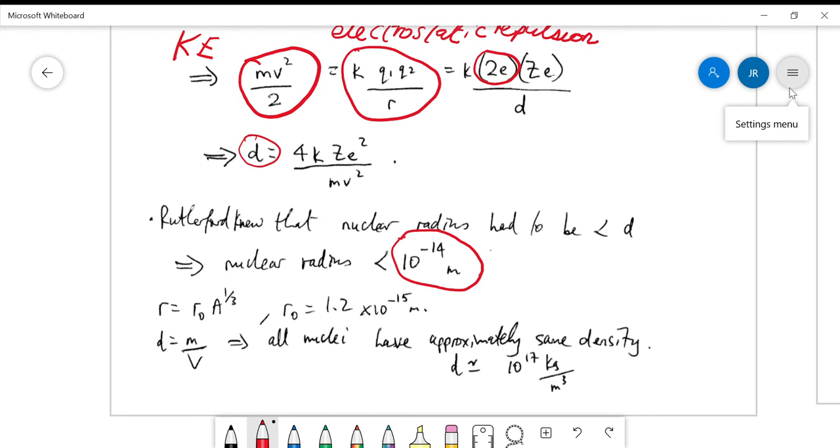Then the density being mass over volume, all nuclei approximately have the same density. And just to give you an idea of the size, the density is approximately 10 to the 17 kilogram per meter cubed. Just to put that in context, take water for example, a meter cubed of water is about 10 to the 3 kilos. So this is 10 to the 17, versus 10 to the 3. This is 10 to the 14 times more dense than water.